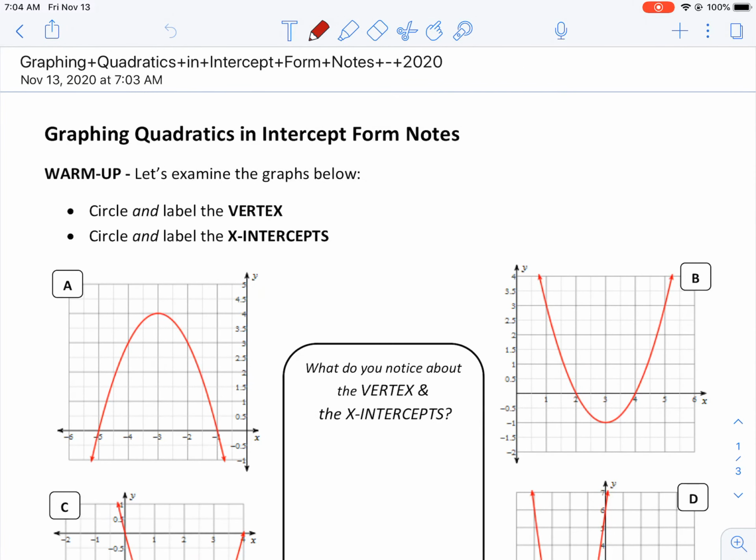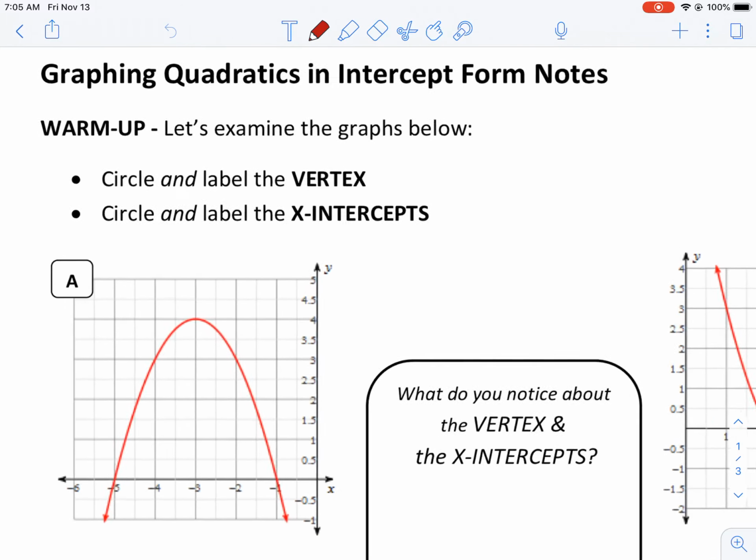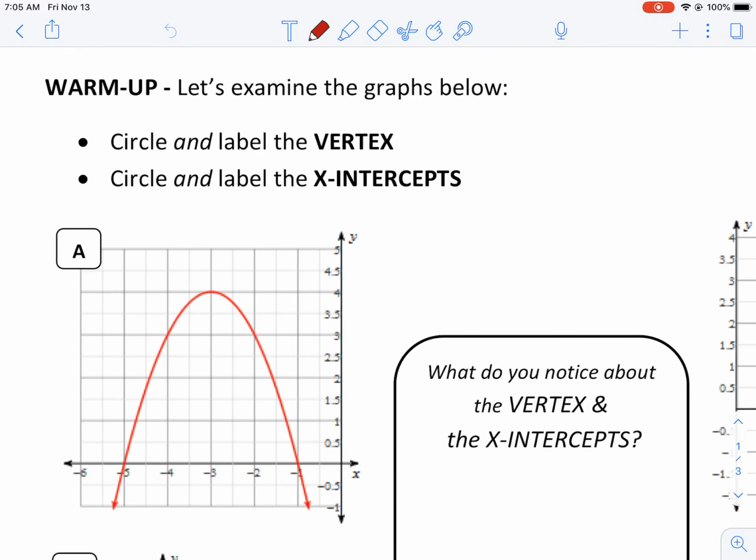In this video, we're going to be going over how to graph quadratics in intercept form. In order to warm up, we need to go over some characteristics of quadratics. So we're going to talk about the vertex and the x-intercepts. The vertex is very important, and the x-intercepts are particularly important with this form.